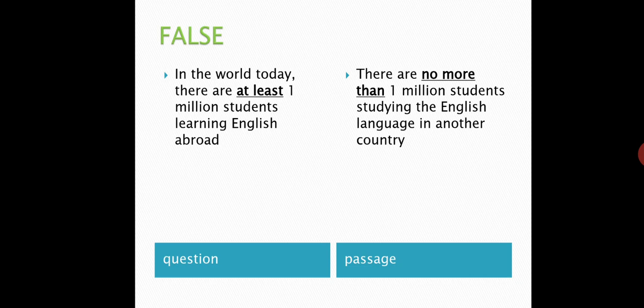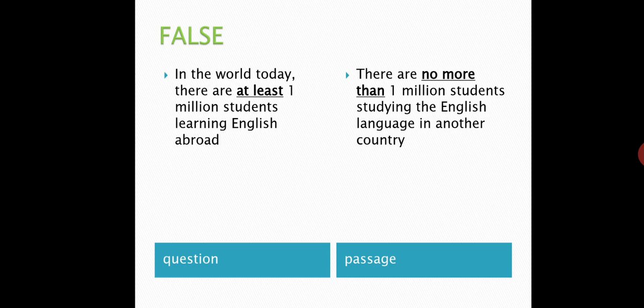But what about this question? All right. In the world today, there are at least 1 million students learning English abroad. So when you say there are at least 1 million students learning English abroad, you're going to underline specific keywords. Yun nga, see at least 1 million. Lagay ko sa students. I can also highlight English abroad. And then I have seen here, there are no more than.